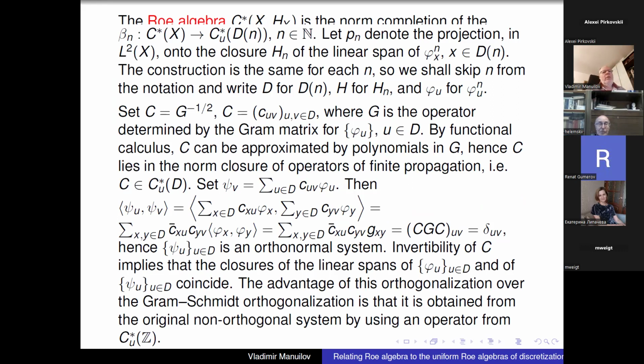The idea is the following. A partition of unity, or any partition of unity, is not orthogonal. The inner products are typically non-zero. And of course, we can apply the Gram-Schmidt orthogonalization to get an orthogonal basis, or orthogonal system of functions. But the transition matrix from the functions of the partition of unity to this orthogonal basis will not be of finite propagation if we use the Gram-Schmidt orthogonalization. And I want it to have finite propagation too.